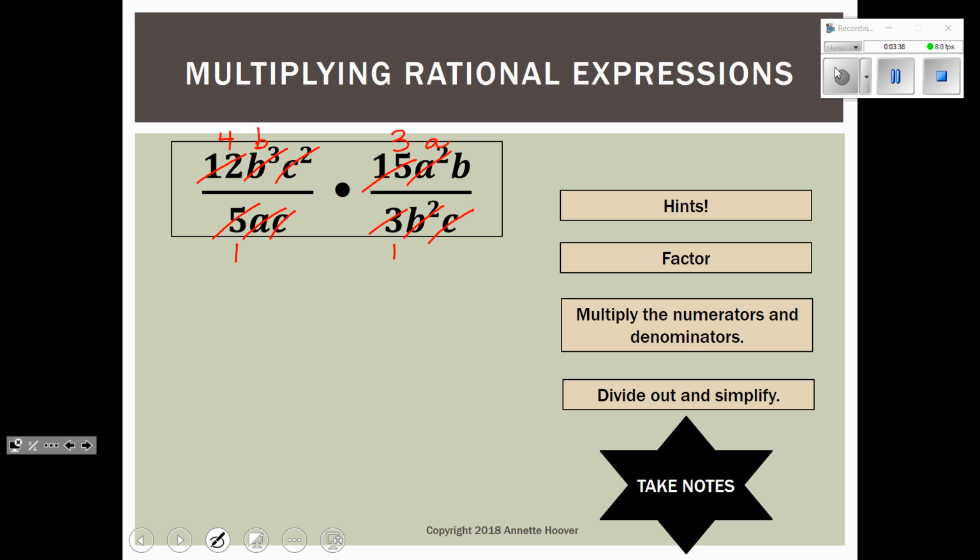Notice everything in the denominator is now canceled out. So what do we have left? In the first right here, what did we have left? We have a 4b times, here we had left a 3ab.